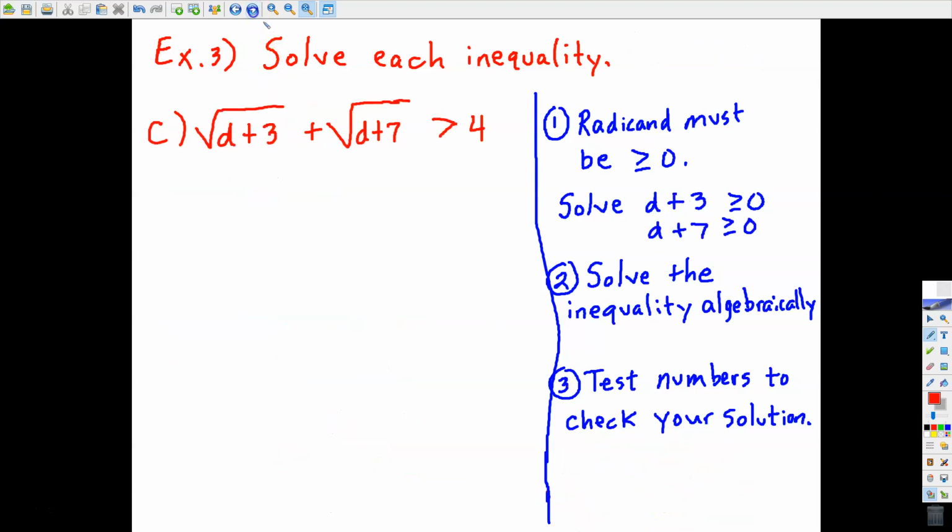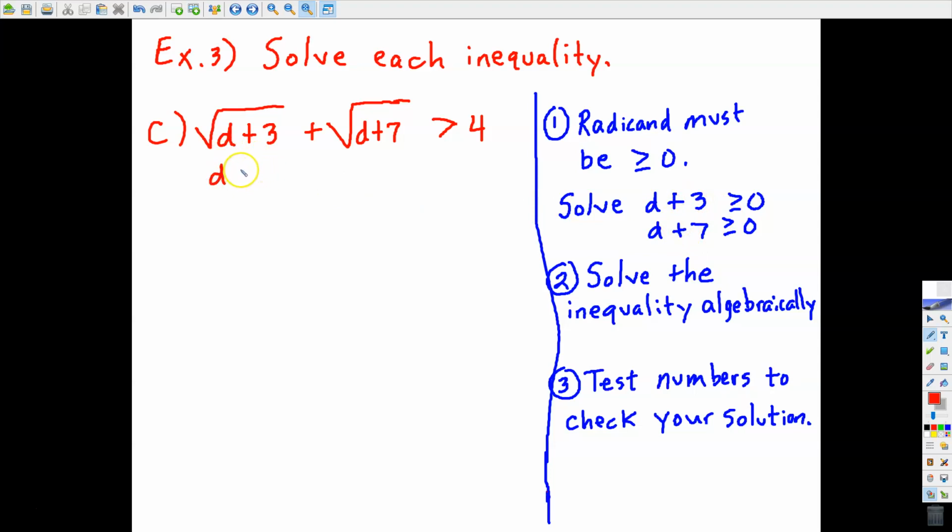Okay, and let's try one more. All right, so much like we dealt with equations, we've got to put the radicals on either side of the inequality. But first, we've got to solve each of the radicands, and I've set that up for you.